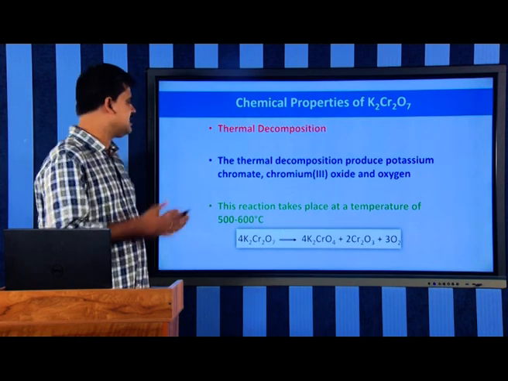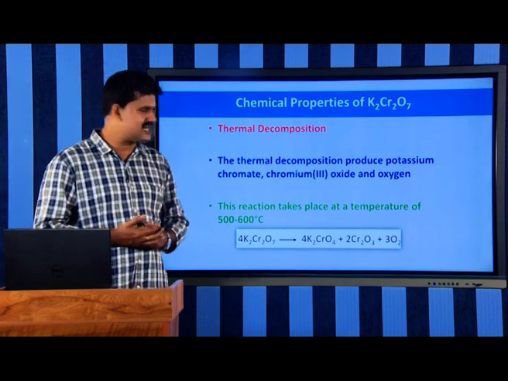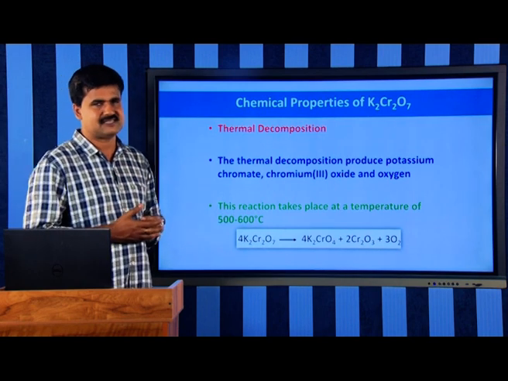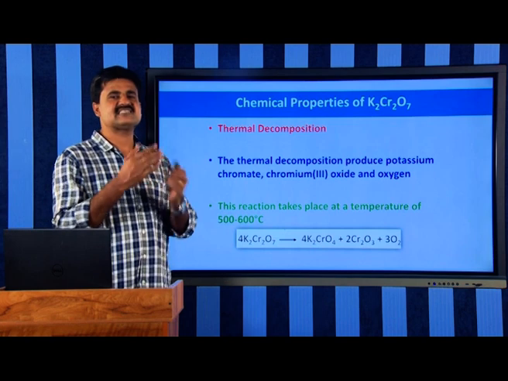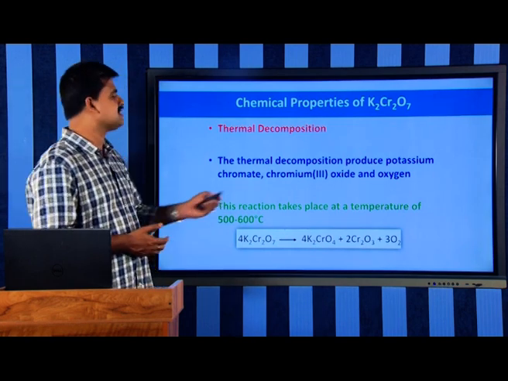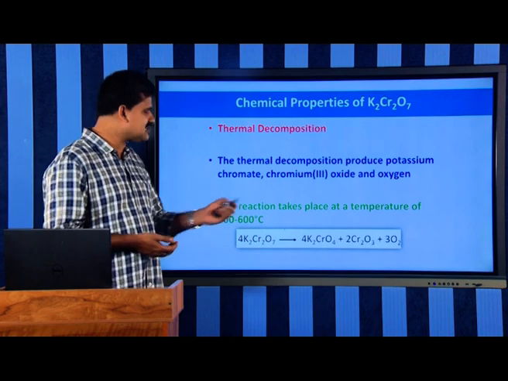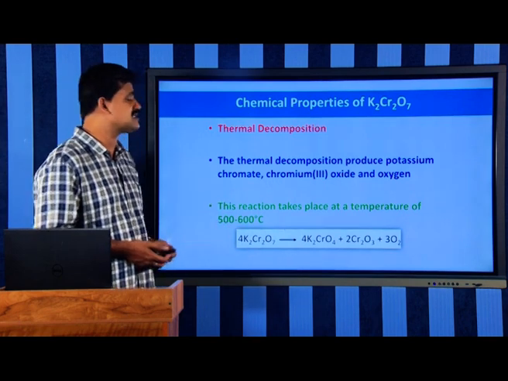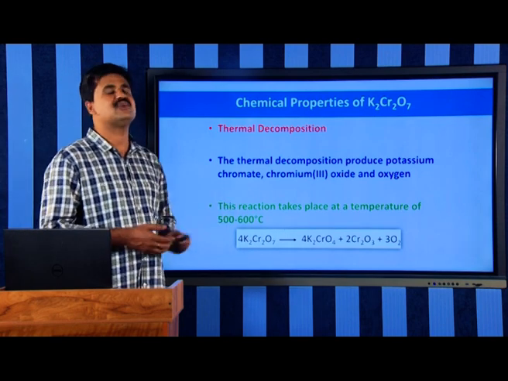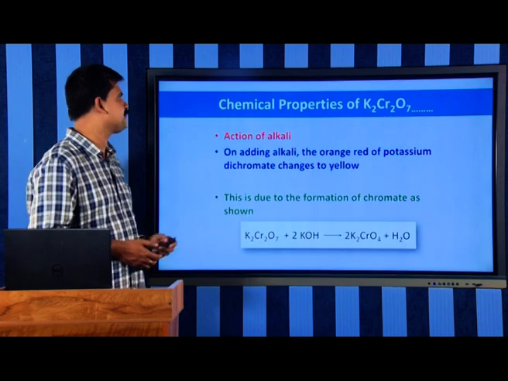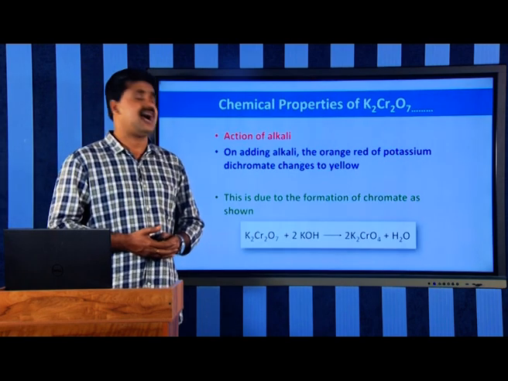above 500 degrees Celsius, in the temperature range of 500 to 600 degrees Celsius, undergoes thermal decomposition. That is, during heating, the substance dissociates into several molecules. During thermal decomposition, the products obtained are potassium chromate, chromic oxide or Cr2O3, and oxygen gas is liberated. Then action of alkali.